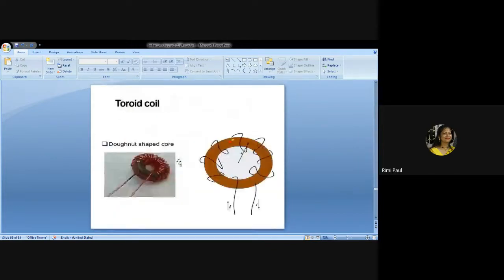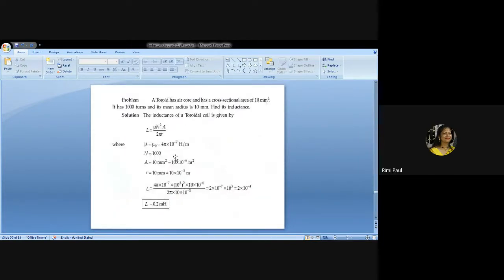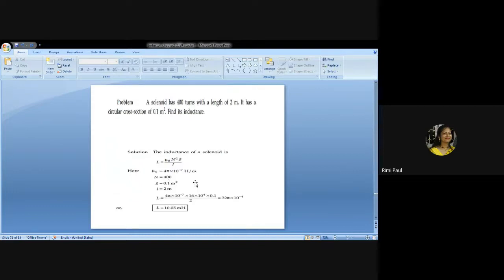So this is the air core, so we can take mu naught is equal to 4 pi into 10 to the power minus 7 Henry per meter, and N is given 400. Now A is given 0.1 meter square. And L is equal to 2 meter, it is given. Now find out L. So this is 10 Henry.